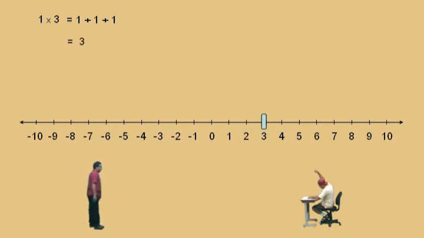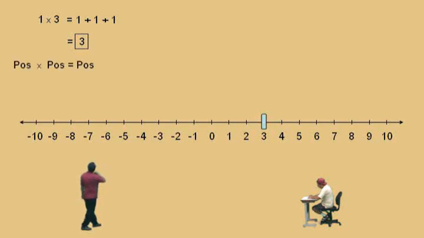It's 3. Now, why we're showing it this way is so that we can understand that a positive times a positive will always be positive. Because if you're multiplying two positive numbers together, you're always going to be adding positive numbers, and therefore your answer will always be positive. That is why a positive times a positive is positive all the time.